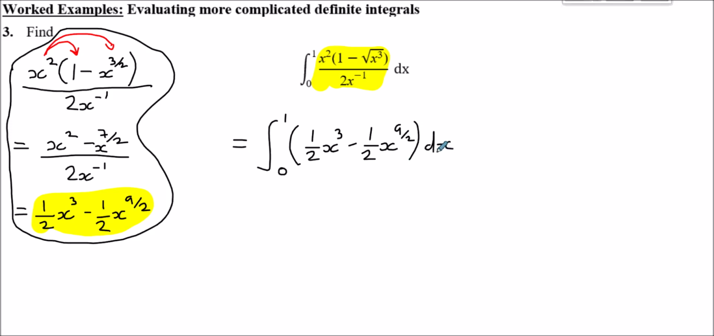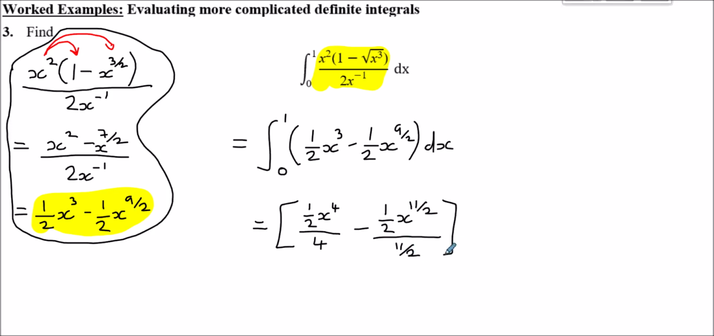So what we need to do here is, as usual, we take this half x cubed, we increase the power of x by 1, so cubed becomes 4, we divide through by the new power. Same deal over here, half x to the 9/2, we do 9/2 add 1, which gives us 11/2, and then divide through by that 11/2. Again, that's going to be between the limits of 1 and 0.